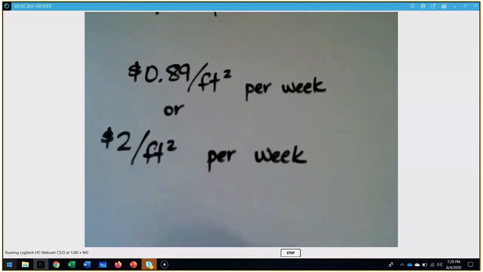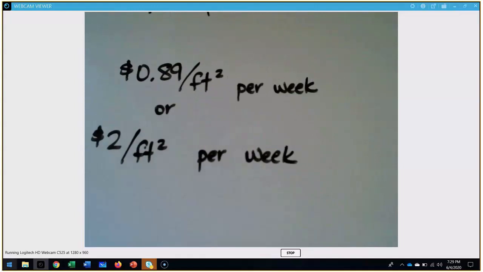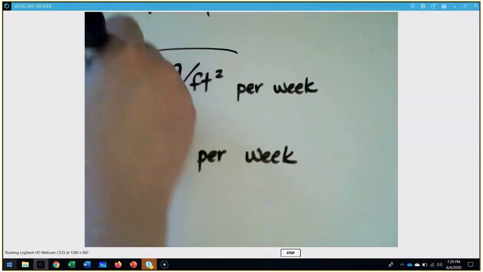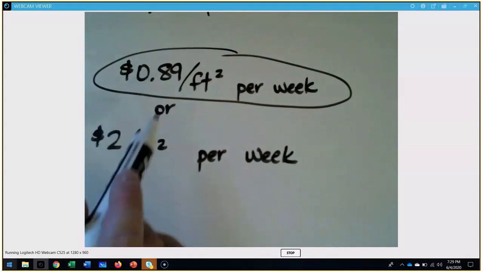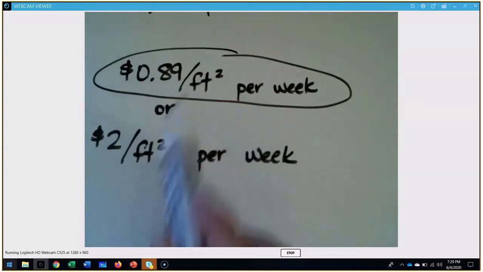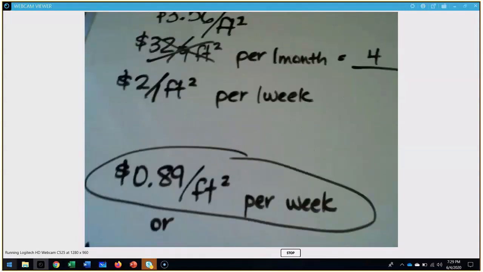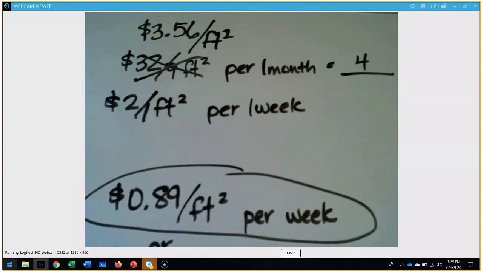Here's our choices. Well, the 89 cents per week is definitely, obviously better. Yep. Obviously better once you get it to comparing apples to apples. That's the whole key to these better deal problems. It started off so obscure, you can't really even compare.